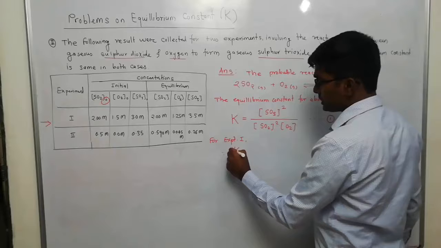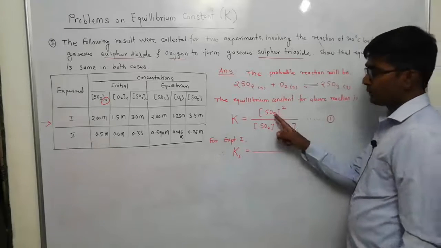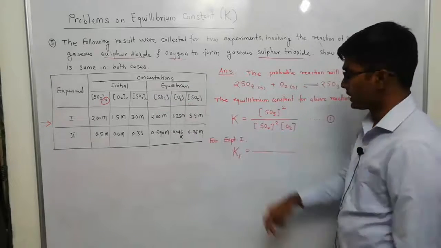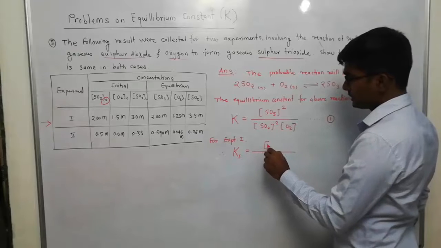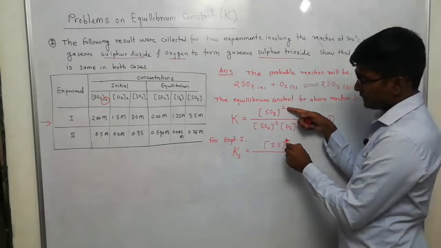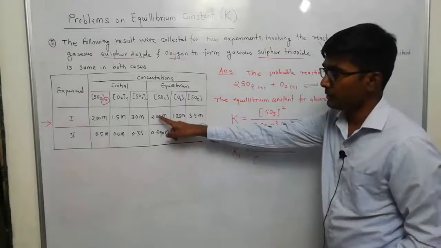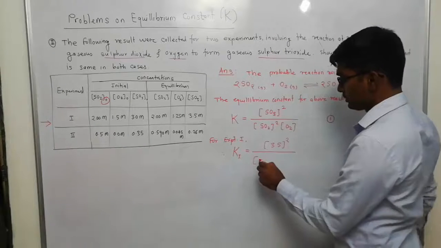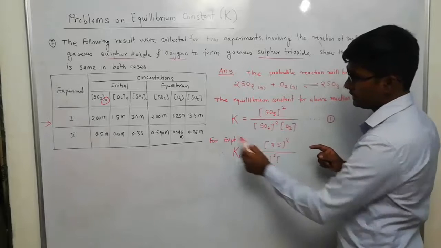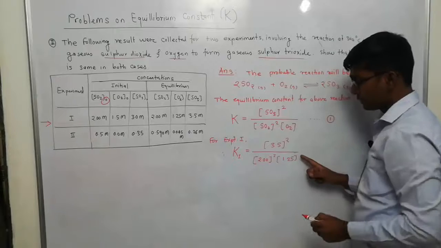the equilibrium constant for the first experiment will be equal to, let us put in the values. At equilibrium we need the equilibrium value, not the initial value. So at equilibrium, the concentration of SO3 is 3.5. Here the stoichiometric coefficient is 2. The concentration of SO2 at equilibrium is 2.00, stoichiometric coefficient is 2, and for oxygen it is 1.25. The stoichiometric coefficient is 1, so no need to write it.